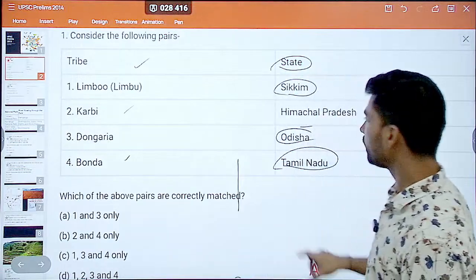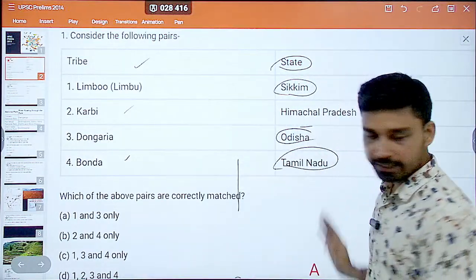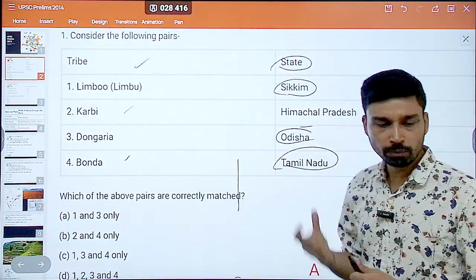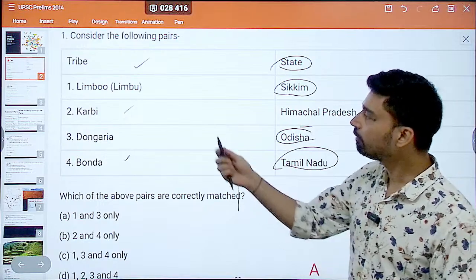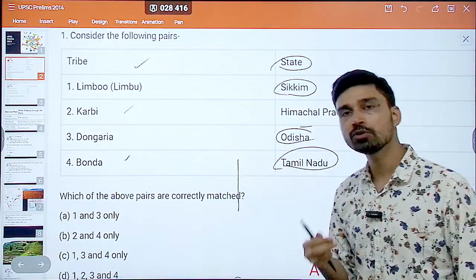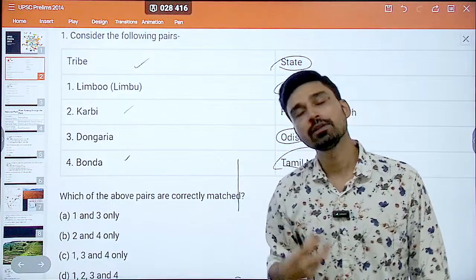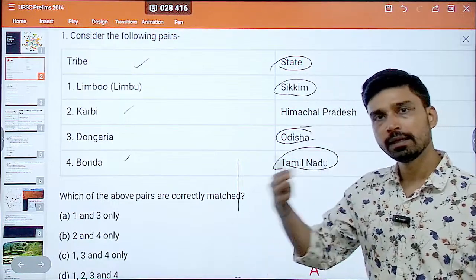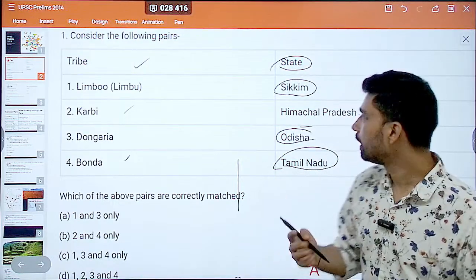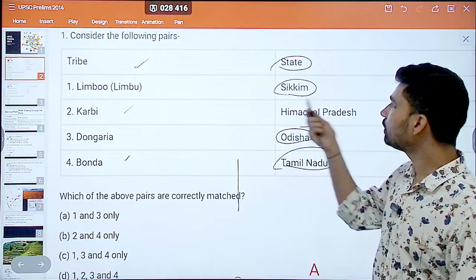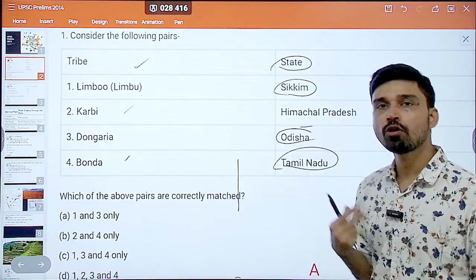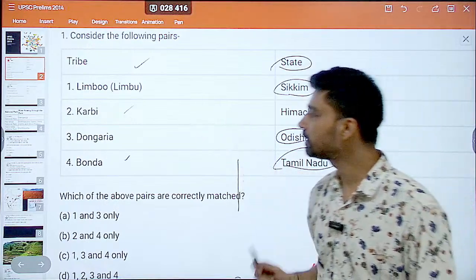As we can see from here, Limbu tribe resides in the state of Sikkim. These are one of the most notable northeastern tribes of India. Second, you talk about Karbi tribe. Now, Karbi, we also know, is a region in the northeastern part of India lying adjacent to the state of Meghalaya. However, in the question, the answer given is Himachal Pradesh. So that is obviously incorrect. That means the second option is incorrect.